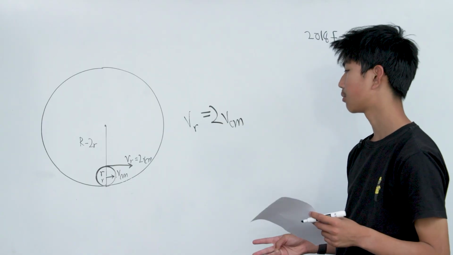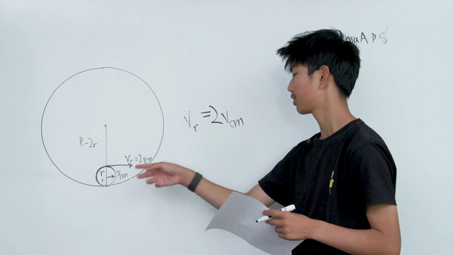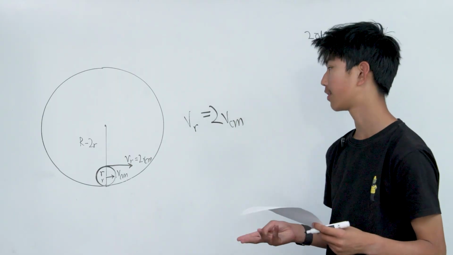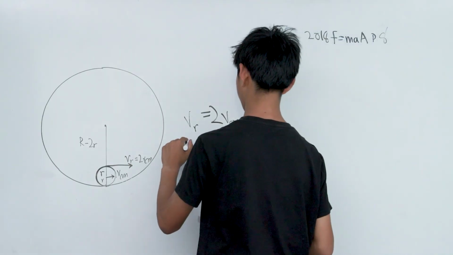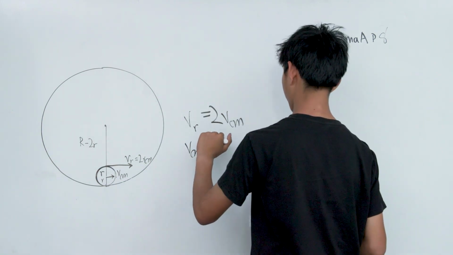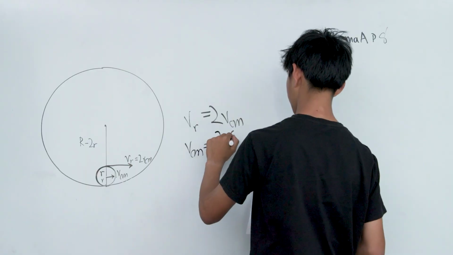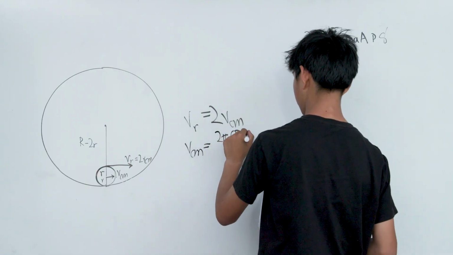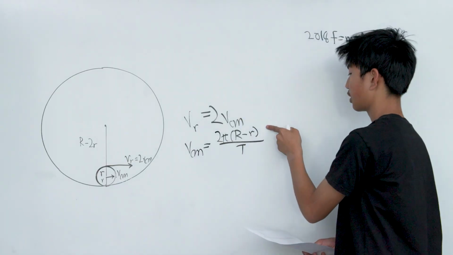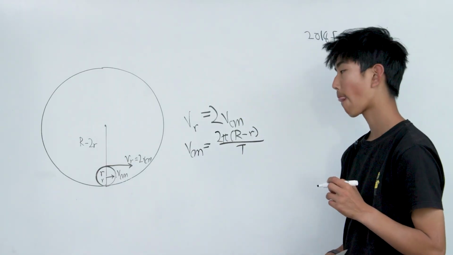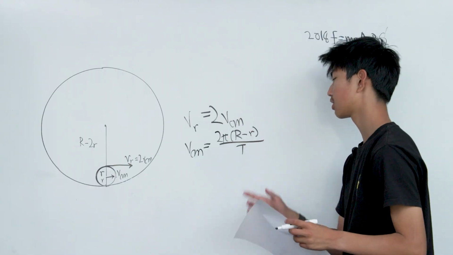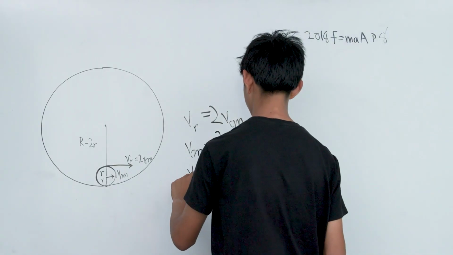We want to see how much the small disk travels in the big radius in some period of time. So we say that the velocity of the center of mass would be 2 pi (capital R minus r) over T, because we know it travels this much in any time period T. Since v sub r, the velocity at the radius, is 2 times this, we simply multiply it by 2.